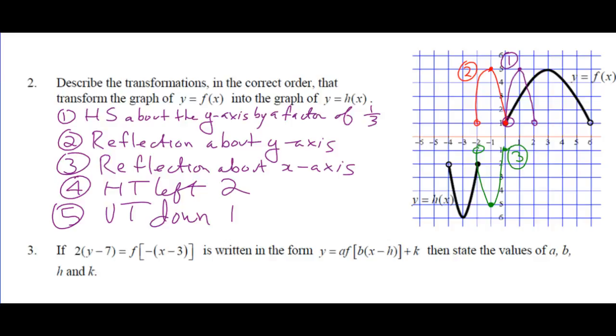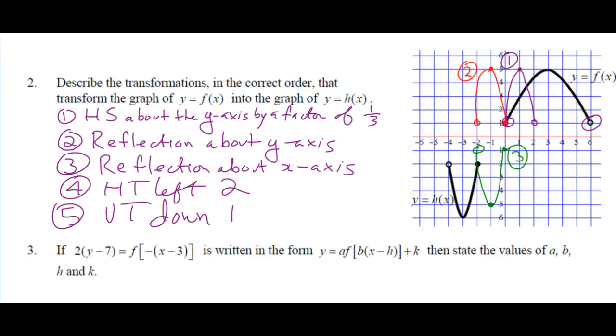So pick an easy point. Something on an axis is an easy point, right? Especially with all that horizontal stuff happening, because you don't have to go anywhere. You could similarly do the life cycle of this point. So horizontal stretch by 1/3. Reflect in the y-axis, reflect about the x-axis. Now I've got to go left 2, down 1.